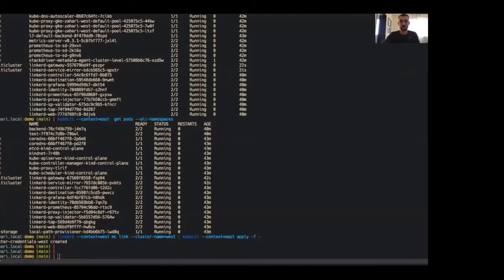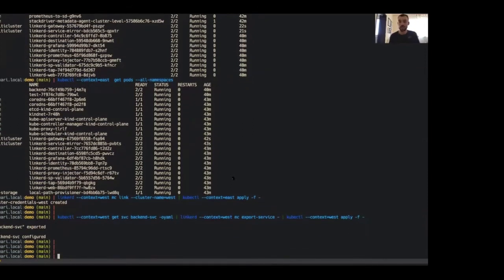The other thing we need to do is export the backend service from cluster west and make it available on cluster east. We're going to do that through the export service command. This export service command pretty much adds some annotations and some metadata to your service YAML and informs the service mirror that this service can be exported.